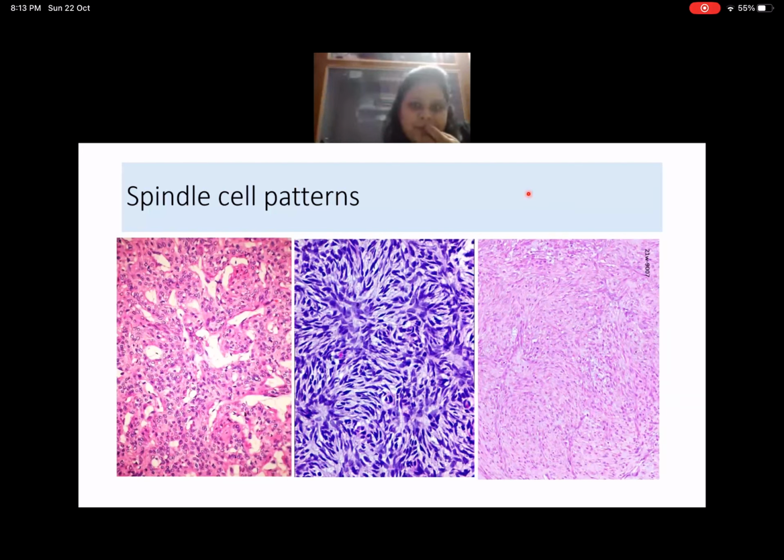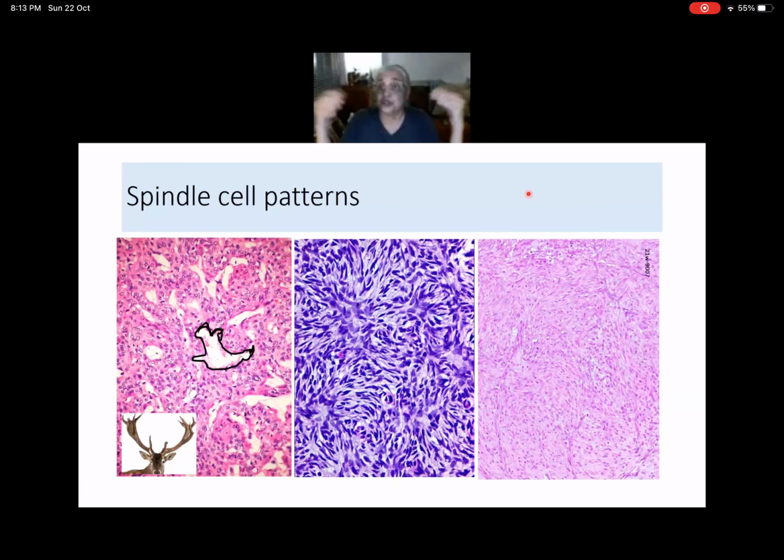Okay. Now here are the other patterns. Come on, what's the first pattern, Sudesh? Gyriform. Sorry, what pattern? It's not ribbon-like. This is the hemangiopericytomatous pattern. Stag horn pattern. You saw it Tuesday. Stag horn.